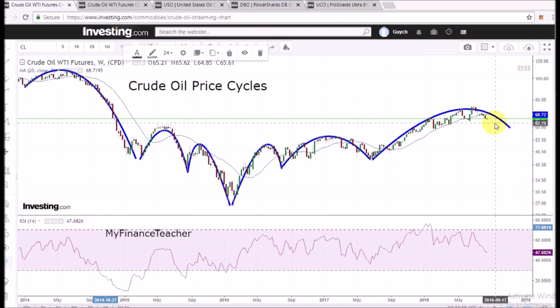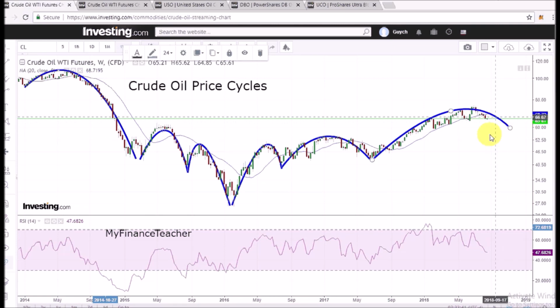It might get a little bit interesting as we move closer to November, as we move closer to winter, to buy some crude oil ETFs or some large oil producing companies.